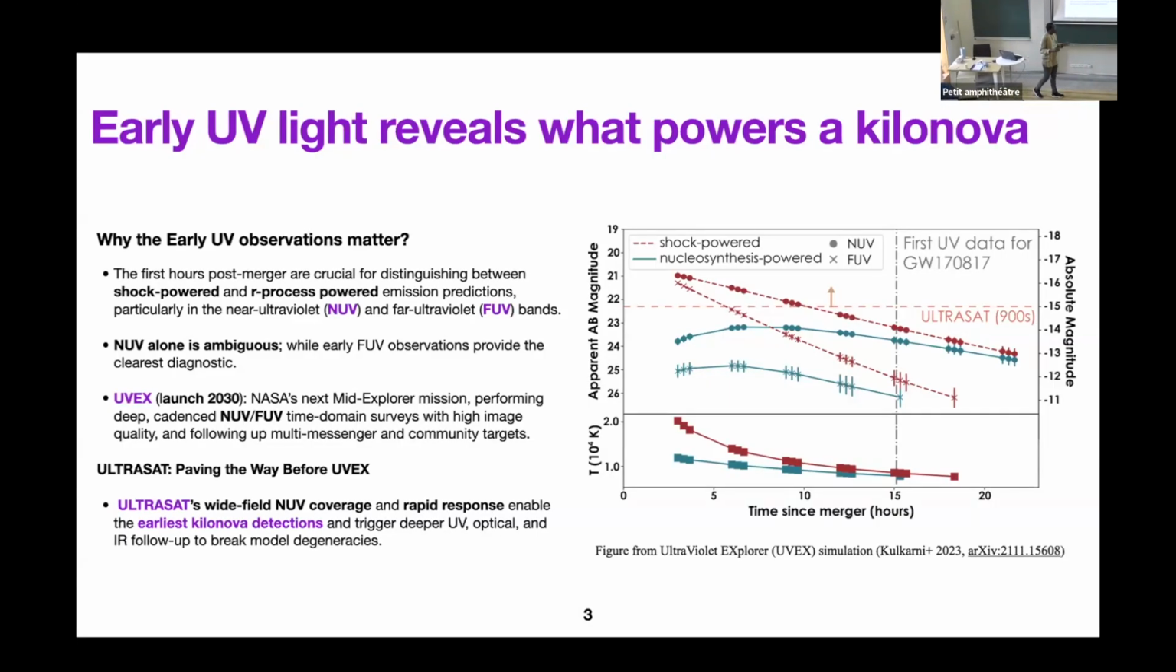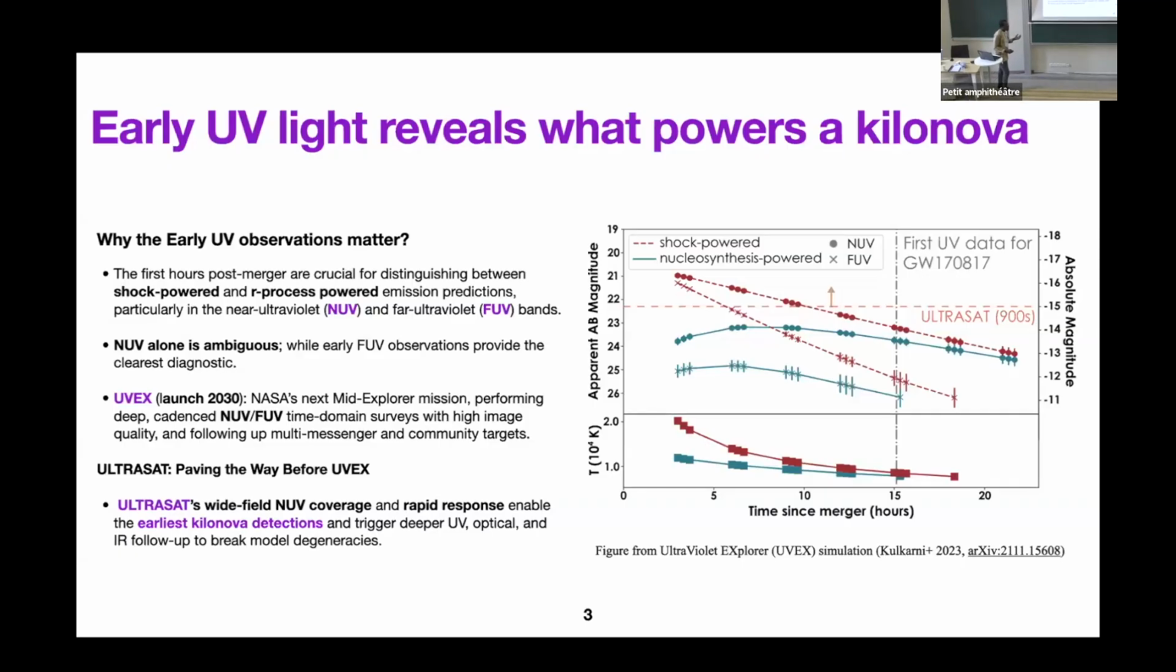When we run a simulation, let's say first that this blue light may come from the processes that we identify here, like the nucleosynthesis and the shock made by the jet. So a simulation of both models, using the context of UVEX, gives us this figure.